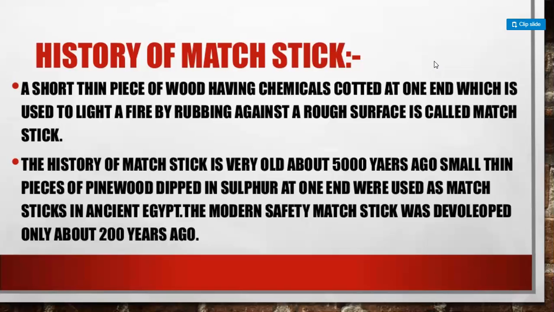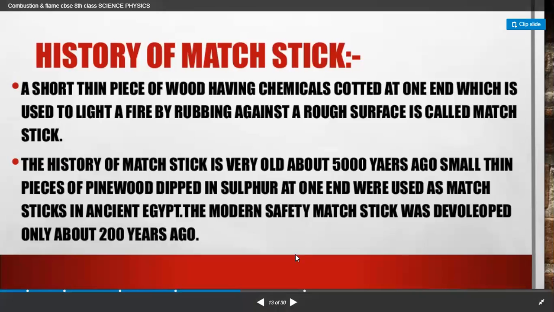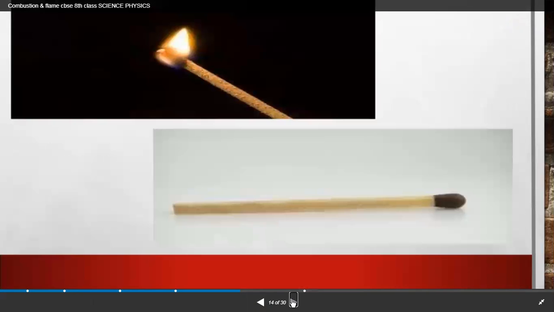So now these days, the head of the matchstick contains only antimony trisulfide and potassium chlorate. The rough rubbing surface on the side of the matchbox has a coating of powdered glass and a little red phosphorus, because red phosphorus is less dangerous than white phosphorus. When the matchstick is rubbed against the rough surface of the matchbox, the red phosphorus is first converted into white phosphorus, then it catches fire. Right? So these days we are not using white phosphorus. Earlier we were using white phosphorus. Now we are using red phosphorus.